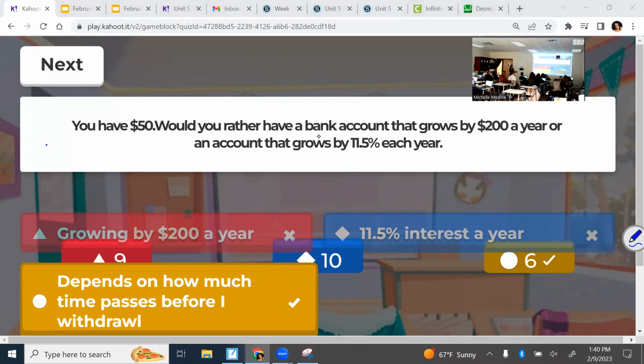The first one probably because you'd have $250. If you do 50 times, also, what is this as a decimal? 1.115. You have to do that when it's a percentage. So you do 50 times 1.115, and then you get something close to like $57. Approximately. If it's just 1 year, which one would you rather have? You have to do the math to figure it out.